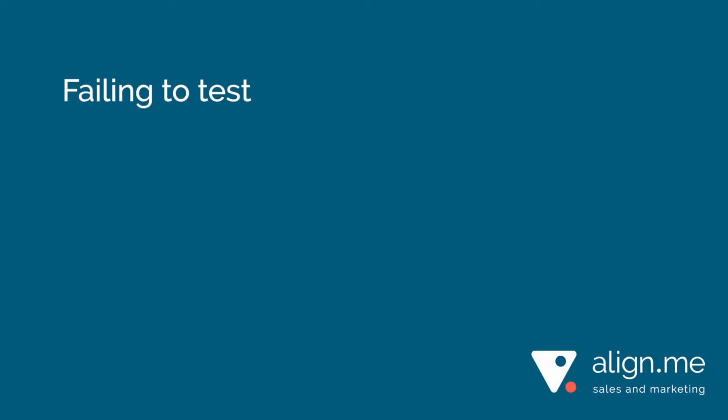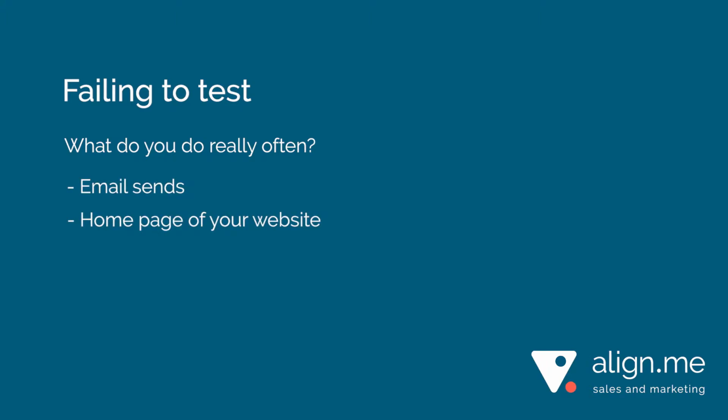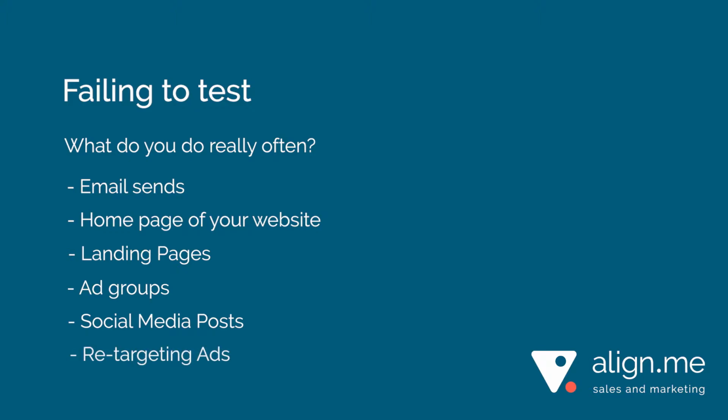The first failure is easy, failing to test at all. Think about the things that you do really often, like email sends, the homepage of your website or any other really busy page on your website, landing pages, ad groups, social media posts, retargeting ads in their landing pages. If you're not measuring these things, how are you improving them?